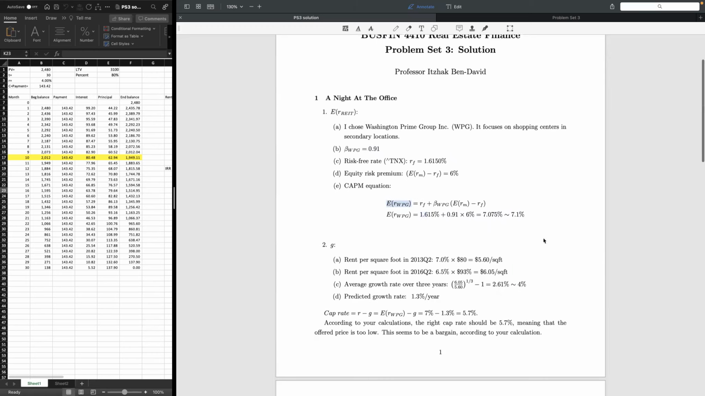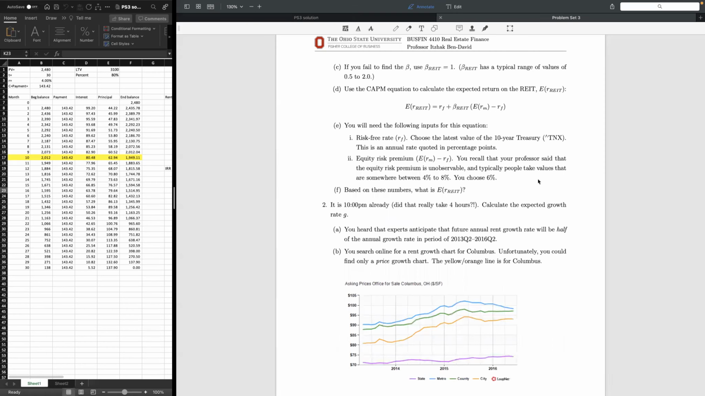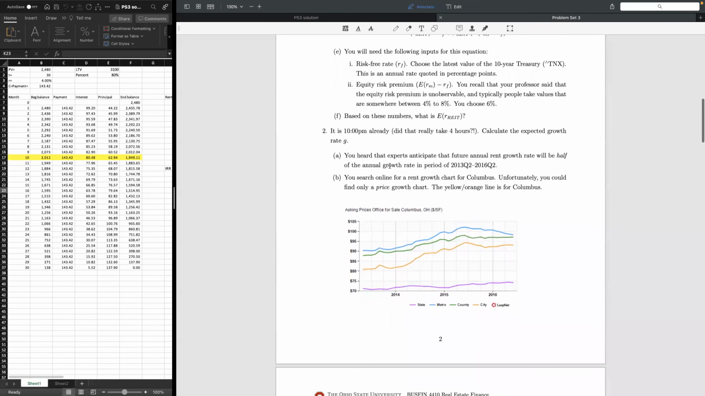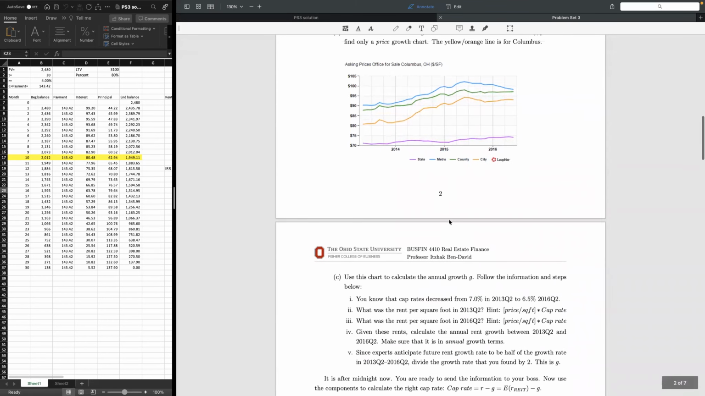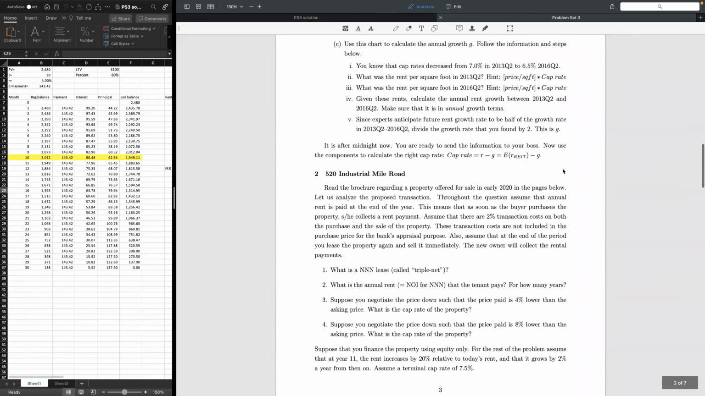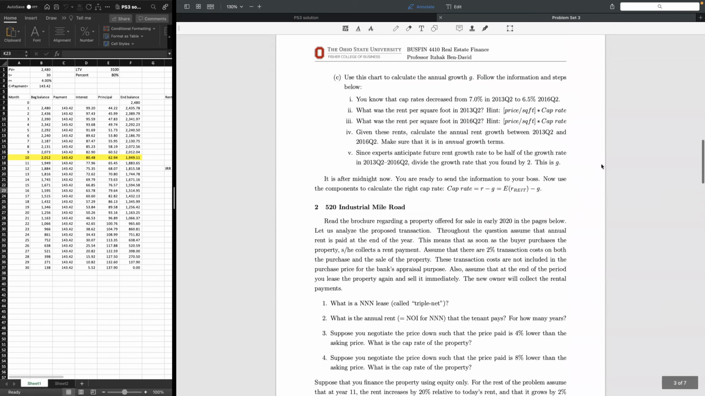WPG. So let's look at problem 2. You heard that the experts anticipate that future annual rent growth will be half of the annual growth in the period of 2013 to 2016, quarter 2. So this is the plot that you're gonna use. Basically, A and B are just giving you information, and starting from C, we're answering the question.